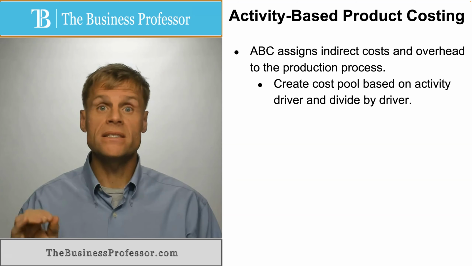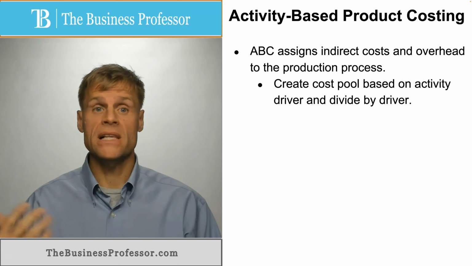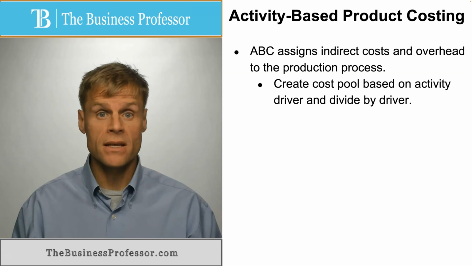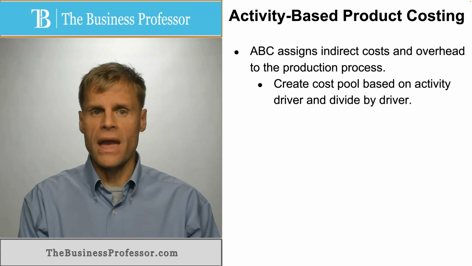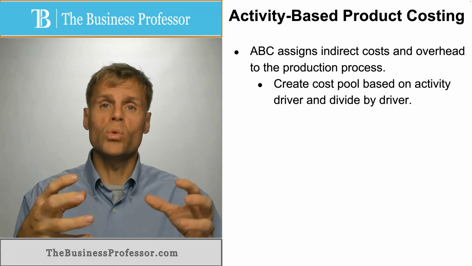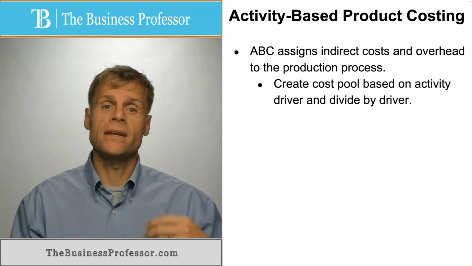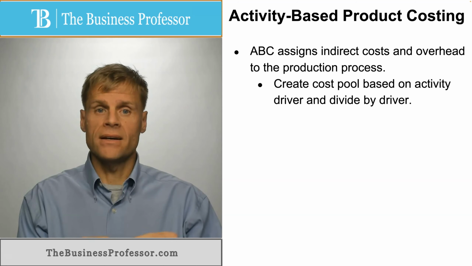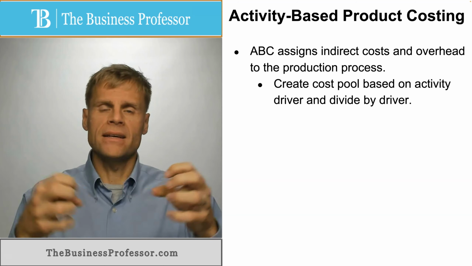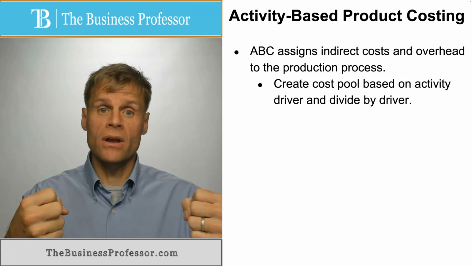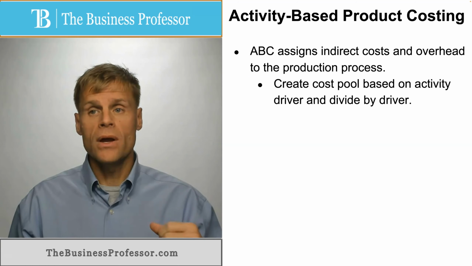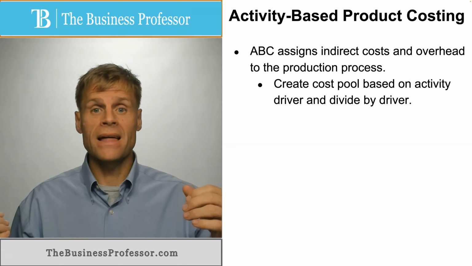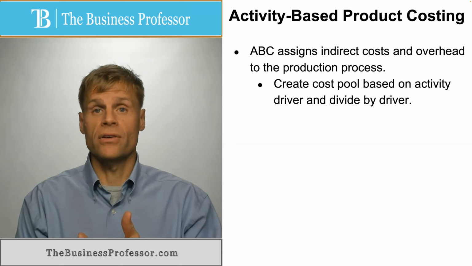Well, the purpose of it is to assign all indirect costs like overhead to the production process of a product. Now, to do that, it creates a basic pool of costs that are associated with a given activity, right? It assigns these activities and what the costs are from these activities together, and then you divide all those costs by the activity driver, right?